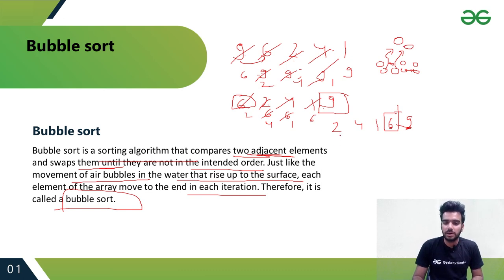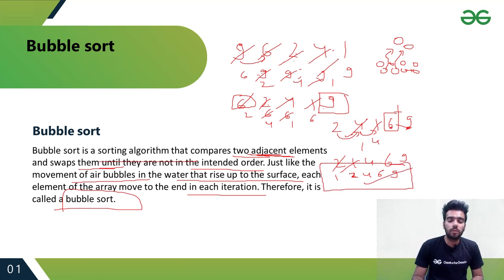Likewise, in the third iteration, what happened? 2 is less than 4, yes, so it will not swap. Now 4 will check. 4 is less than 1? No, so it will swap 1 and 4. 4 is less than 6, so it will not swap. So after the third iteration, it will be 2, 1, 4, 6, 9. And after the fourth iteration, these two values will swap: 1, 2, 4, 6, 9. We'll get an array which is in sorted order. So that's how bubble sort works.